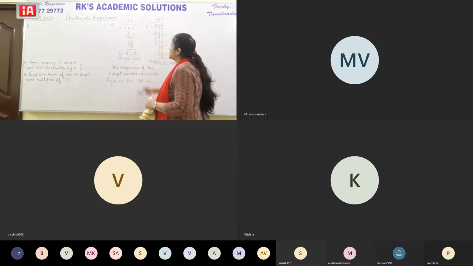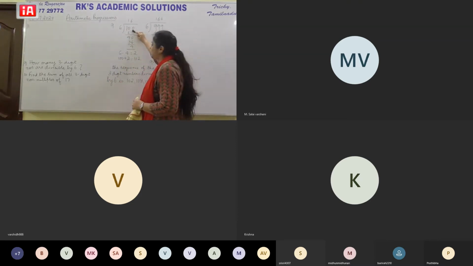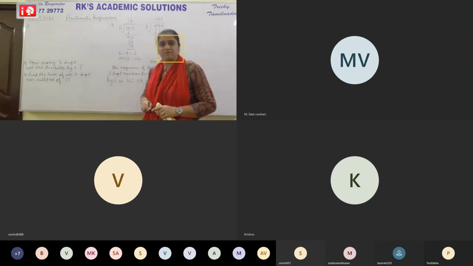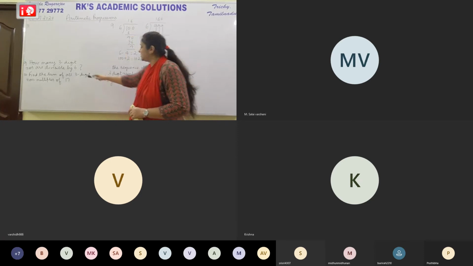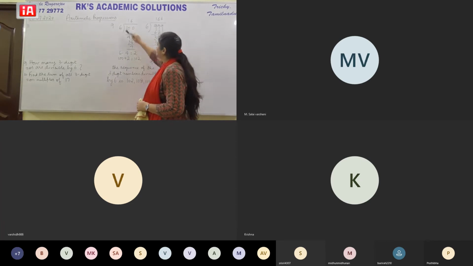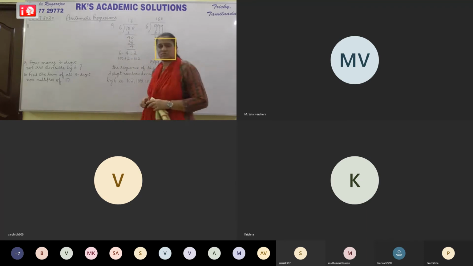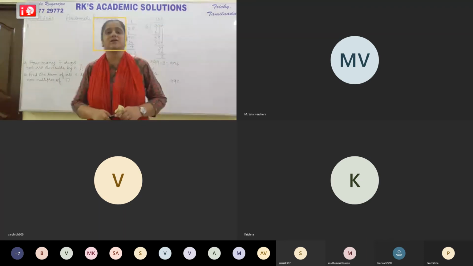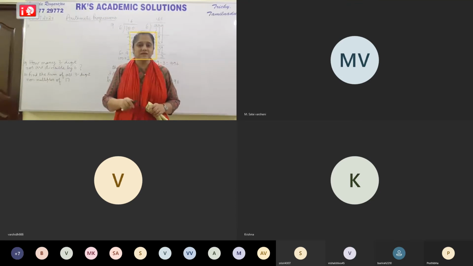This is how it is. This is the smallest 3-digit number, and this is the biggest 3-digit number. Divide them by 6. See here, the remainder is 4. 6 minus 4 is 2. Add 2 to 100, 100 plus 2, 102. 102 is the first 3-digit number that is divisible by 6.